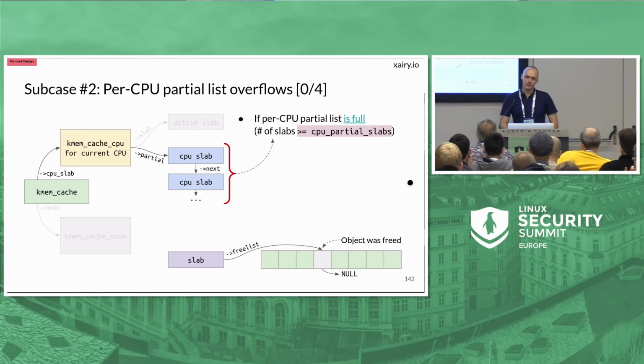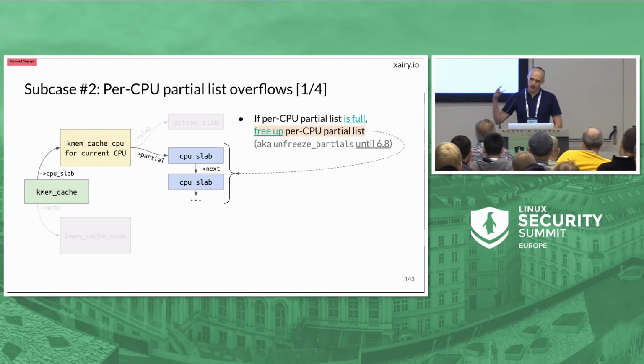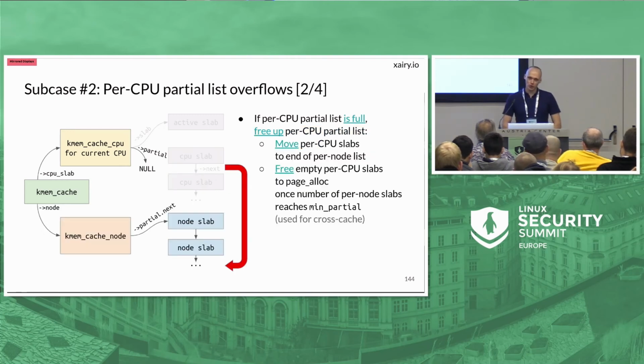The more complicated case is when we already have a lot of slabs, so we already reached the limit on the number of per CPU partial slabs. In this case, the SLUB allocator will want to free up this list of per CPU partial slabs. And this is how it's going to do it. It's going to go through that per CPU partial list slab by slab, and then it's going to move those slabs to the per node list, to the end of the per node list. It's not particularly important for the exploitation strategies that we discussed, but it does move it to the end of the list. And then while it's moving those per CPU slabs into the per node list, it might free some of those back to the page allocator.